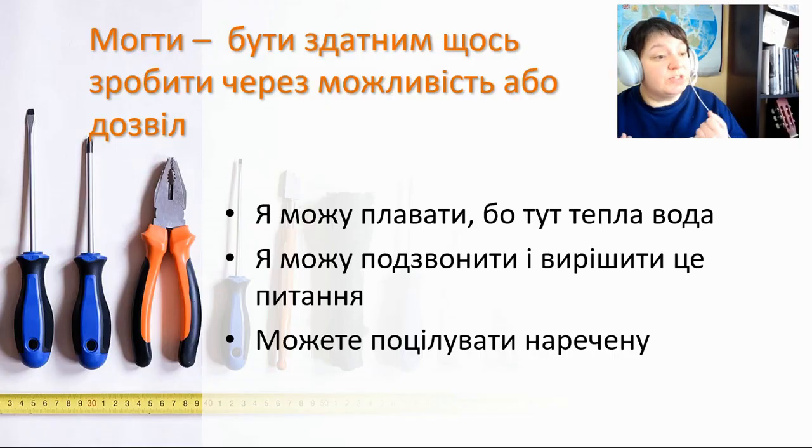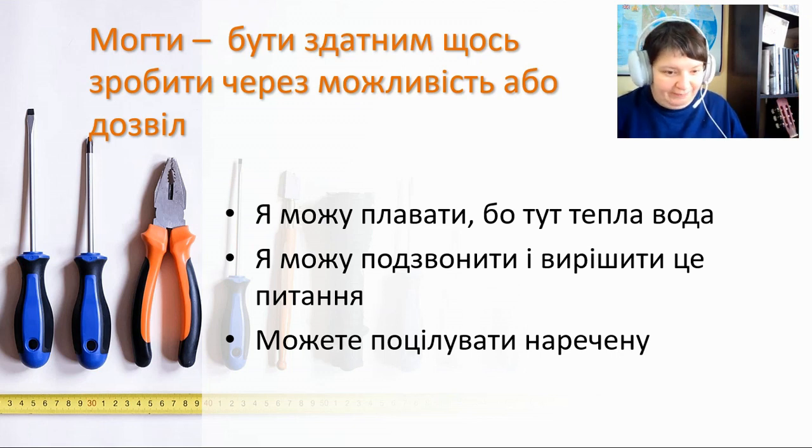Могти. Бути здатним щось зробити через можливість або дозвіл. So, it's being able to do something because you have a possibility or you have just someone allowed you to do that. Or you physically can do it. For example, я можу плавати, бо тут тепла вода. I can swim there because the water is warm here. Я можу подзвонити і вирішити це питання. I can call and solve this problem. Можете поцілувати наречену. You may kiss the bride, or you can kiss the bride. So, that's it. I hope you understand.